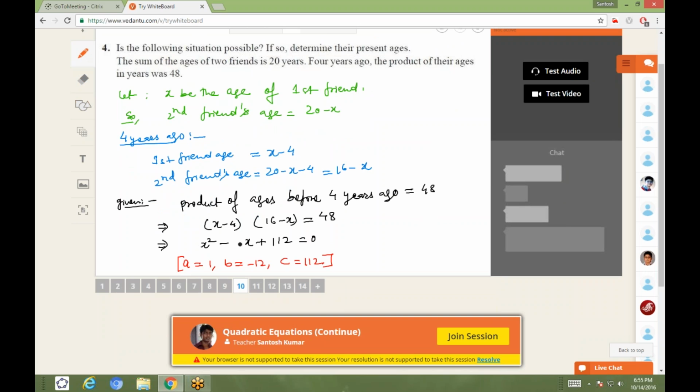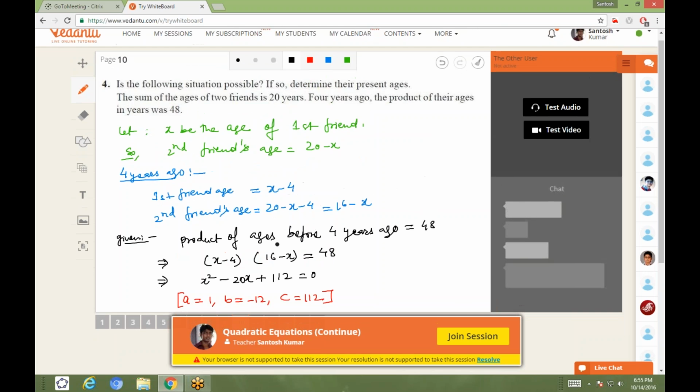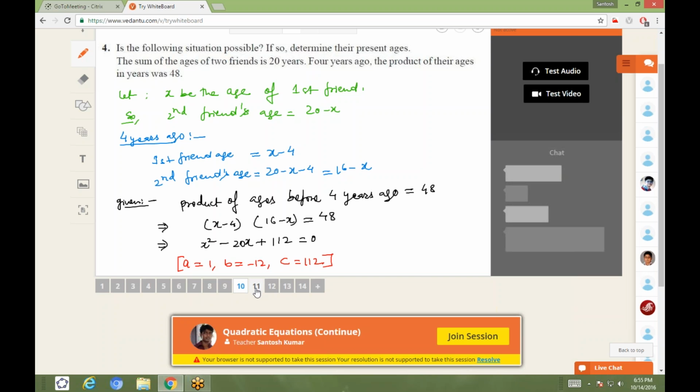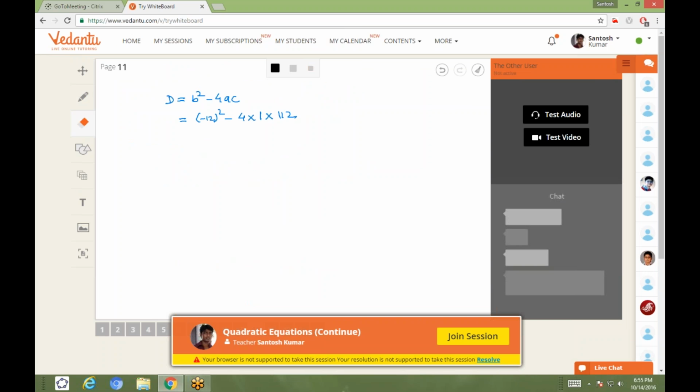Mufassir, just correct it once again. Here it is minus 20x plus 112. Akanksha, you also correct it. So here also we'll have to make it correct. This is minus 20. Now is it correct, Chirag? Yes, sir, I got it. Good. So this is 400 minus 448, which is equal to minus 48. Very good.